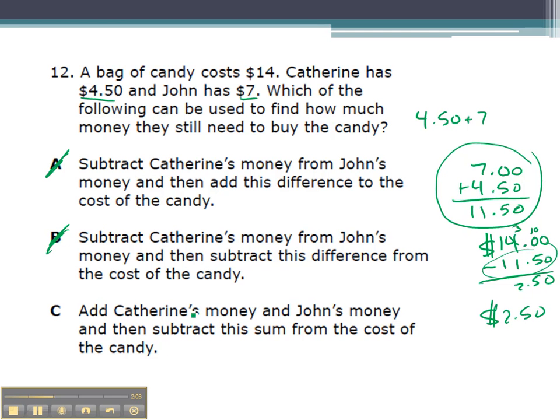Answer choice C, add Catherine's money and John's money, which is what we did. Then subtract the sum from the cost of the candy, and that's what we did to figure out how much more money they needed.